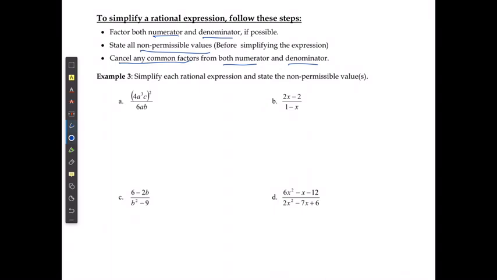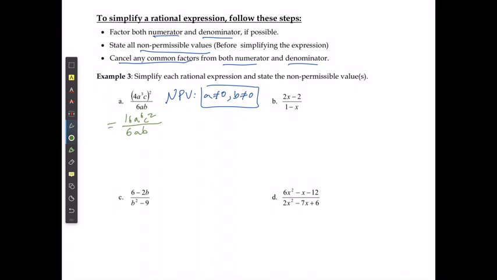So for the first one, I can state, just looking at the bottom, if it's 6 times a times b, that my non-permissible value is going to be that a can't equal 0 and b can't equal 0. Then I'm going to square out what I have on the top, and I'm going to say that I have 16 a to the 6 c to the 2 over 6ab, and then I'm going to simplify this.